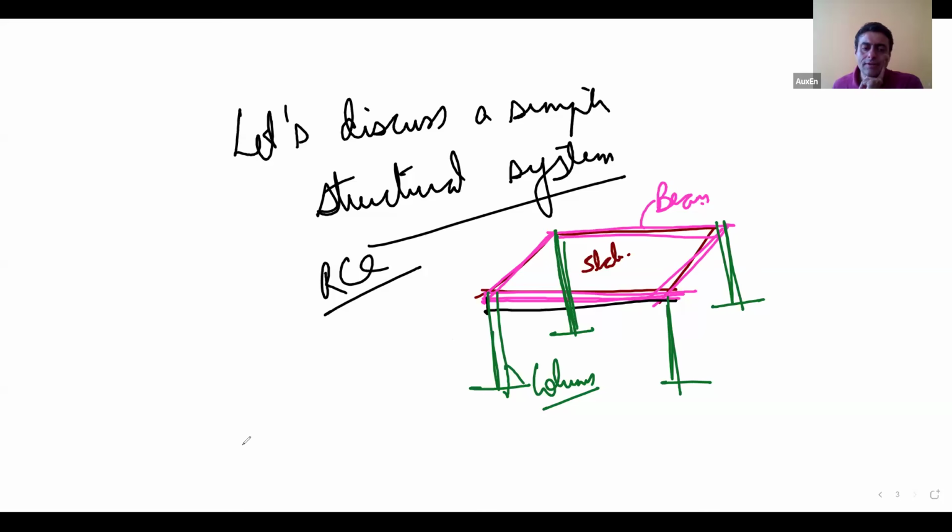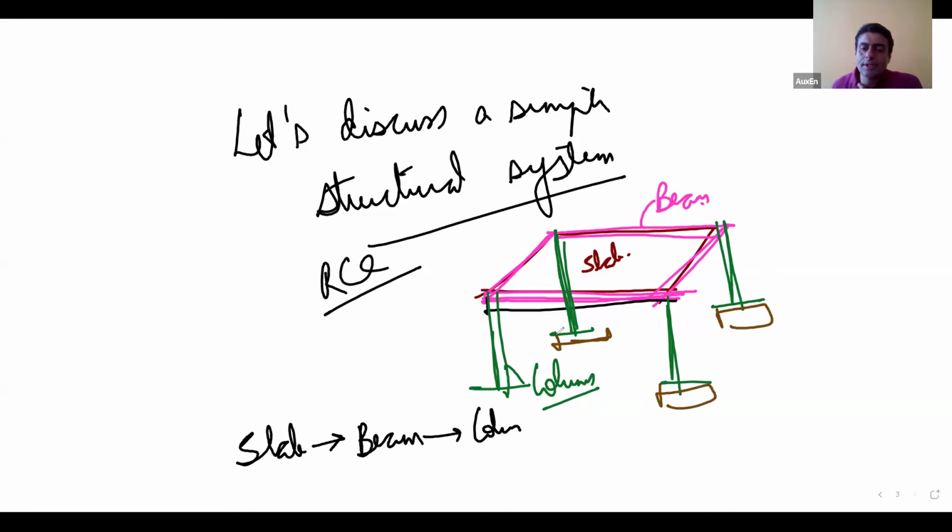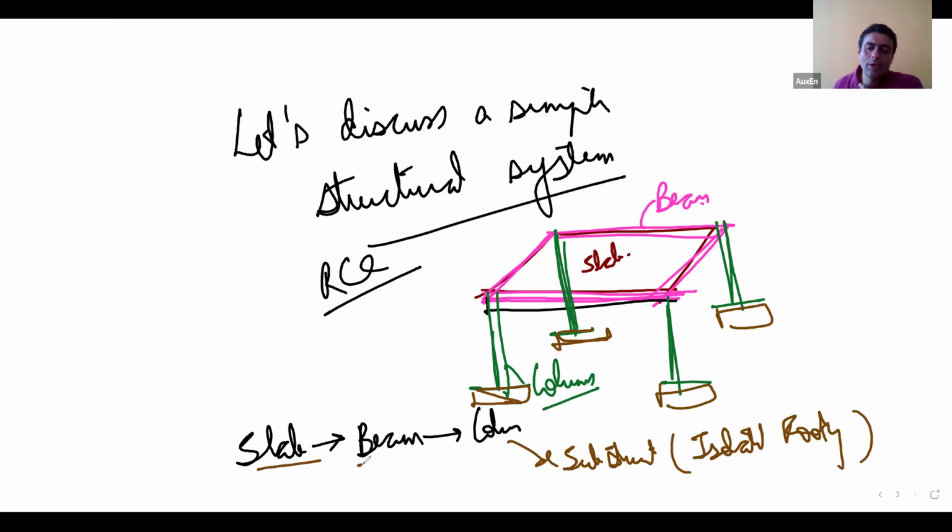What is going to be the load path? Load path means how the loads are going to flow. So from slab to beam to column. Now all these are superstructure, that means these are all above ground. Now below ground, depending on of course your soil condition, we may have a different structural system for the foundation or substructure. So from the column, the load flows to the substructure. And in this case, let's say we have an isolated footing. So what is your complete load path in this case? From slab to beam to column to isolated footing. Is this clear, please?